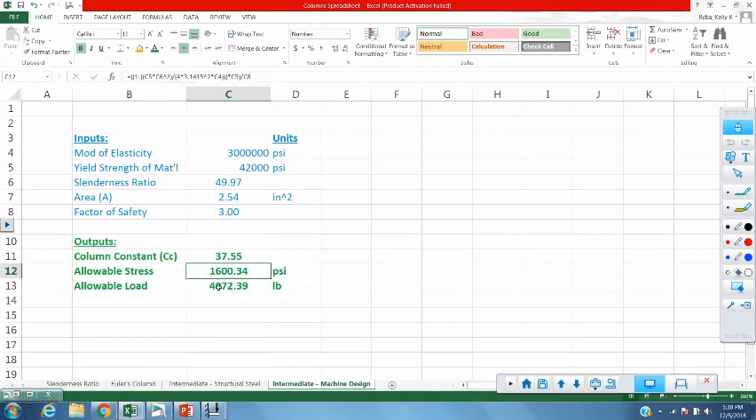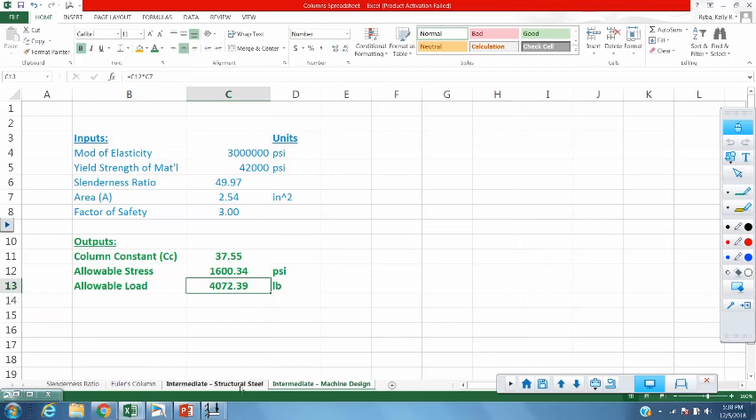Now, once you have your allowable stress, your allowable load is simply going to be multiplying the allowable stress by the area, okay, from up here. Because as we know, stress is always equal to force divided by area. So our allowable load is the force, so we're going to take that stress times the area.